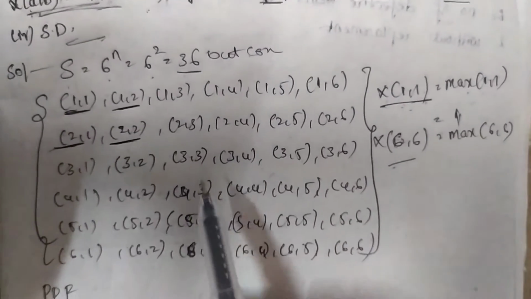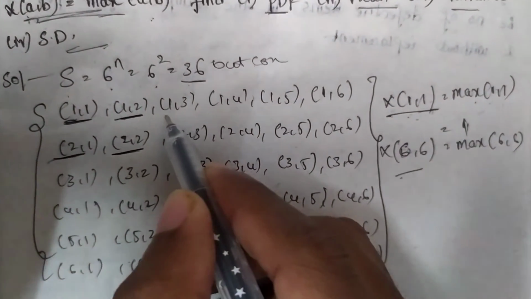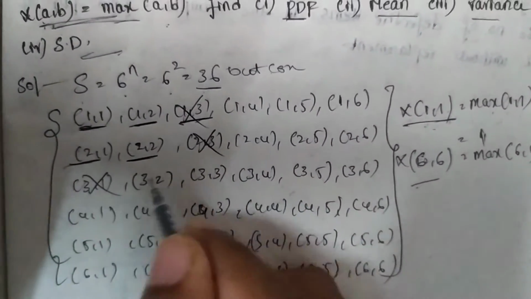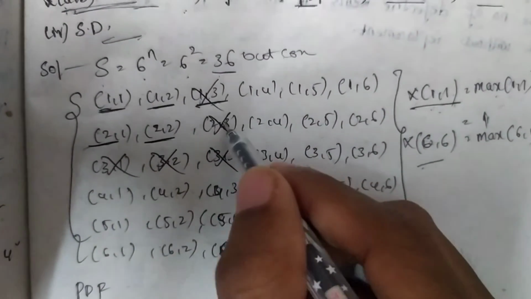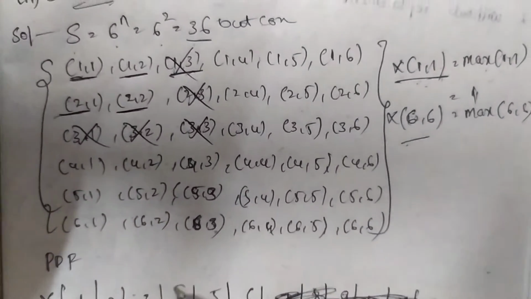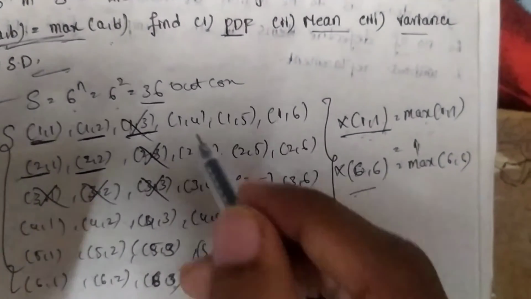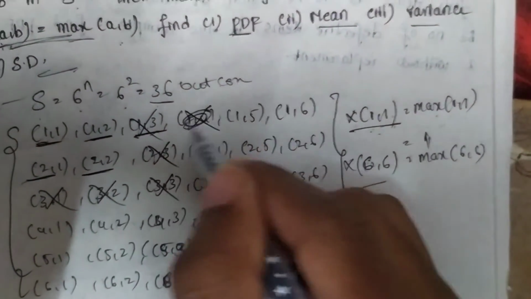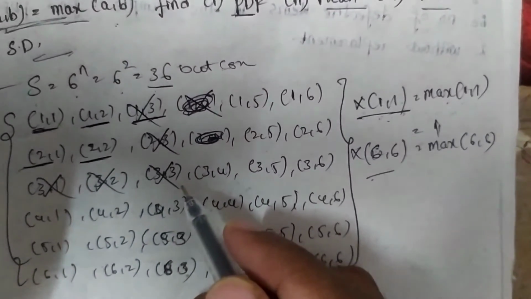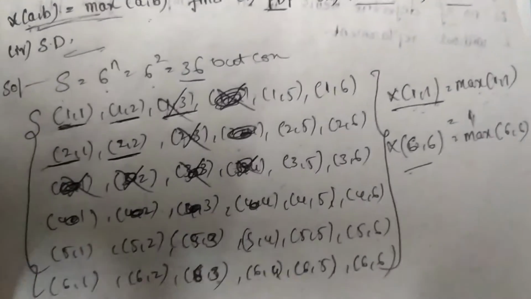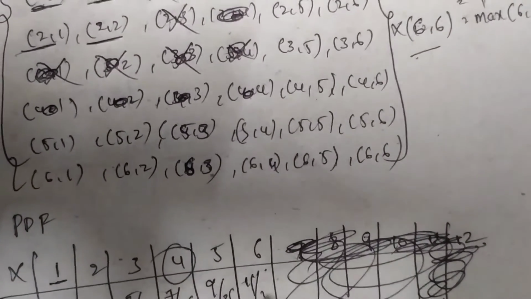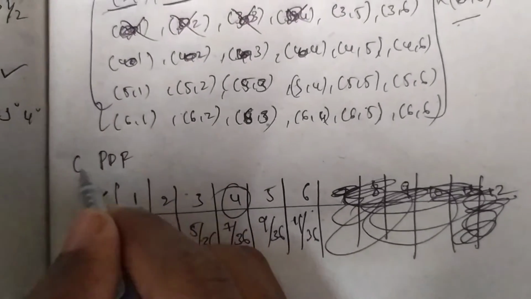For x equals 3, the outcomes are (1,3), (2,3), (3,1), (3,2) and (3,3), that is 1, 2, 3, 4, 5, so p of x is 5 by 36. For x equals 4, the maximum value 4, we get (1,4), (2,4) and so on, giving 7 by 36. For value 5 we get 9 by 36, and for value 6 we get 11 by 36. This is the PDF for the given problem.